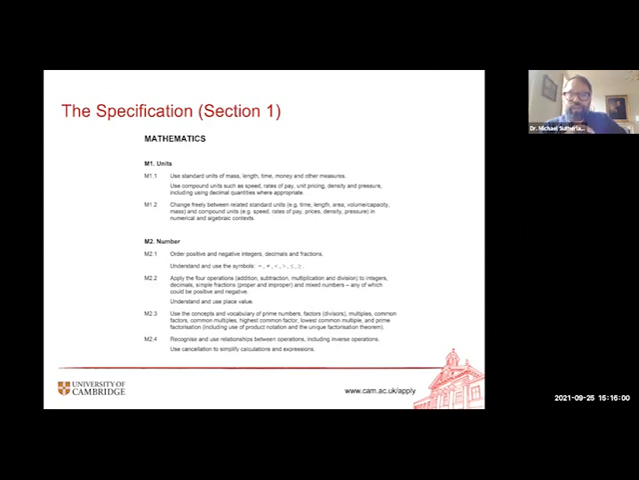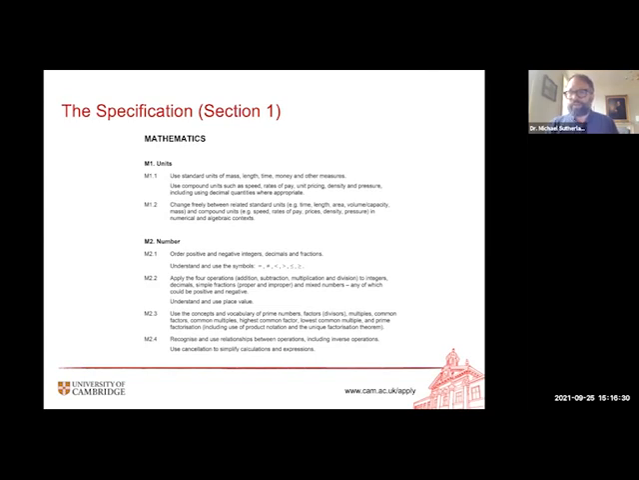So for instance, I've just called up a little bit here from the mathematics part of the specification. This is for section 1, and section 1 mainly is drawing on GCSE material. So if you go through, you look at it, for instance, you would be expected to use standard units of mass, length, time, money, and other measures. You would be expected to use the concepts and vocabulary of prime numbers, factors, multiples, common factors, etc., etc.